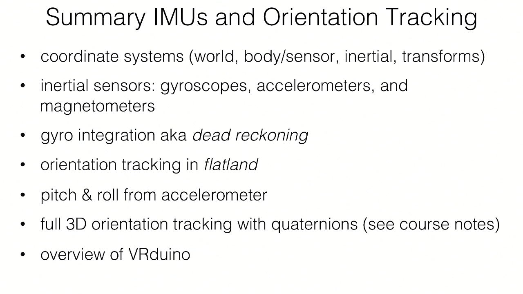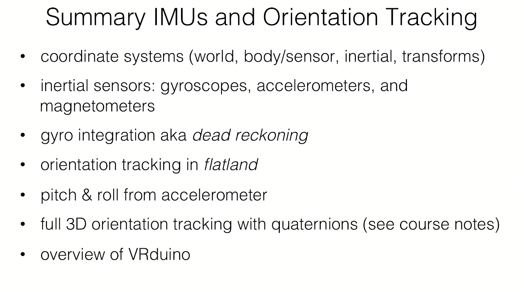So what we talked about was different coordinate systems, local coordinate system versus inertial or global coordinate system. We want to be able to track the orientation of the IMU with respect to the global system. Gyro integration, we talked about gyros, accelerometers, magnetometers. Gyro integration is known as dead reckoning. Orientation tracking in flatland, 3D accelerometer, and we gave you a hint of what may be necessary to implement all of this with quaternions in 3D.